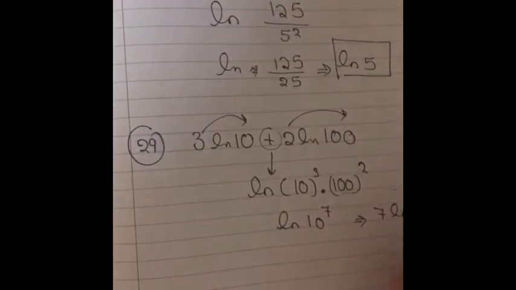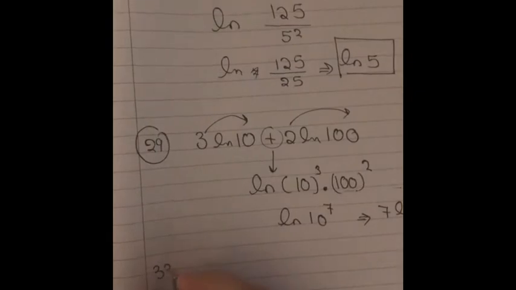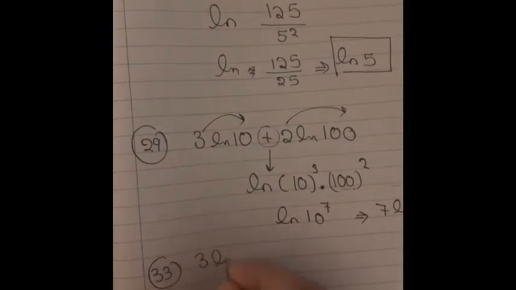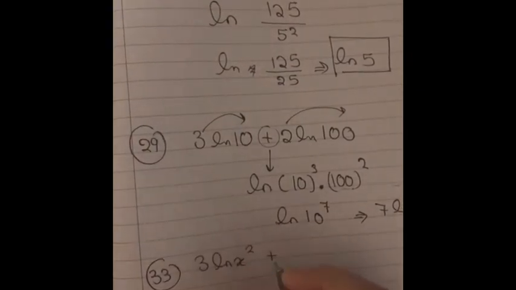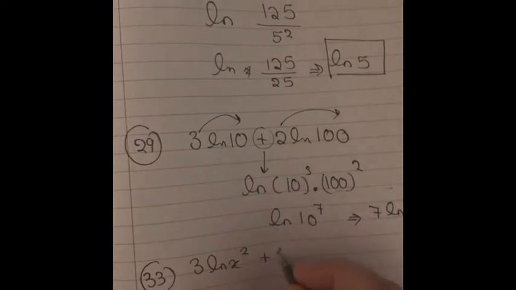Okay, let's say question 33, 3 ln. You can solve more from the book. This is page 505 in the pre-calculus book.